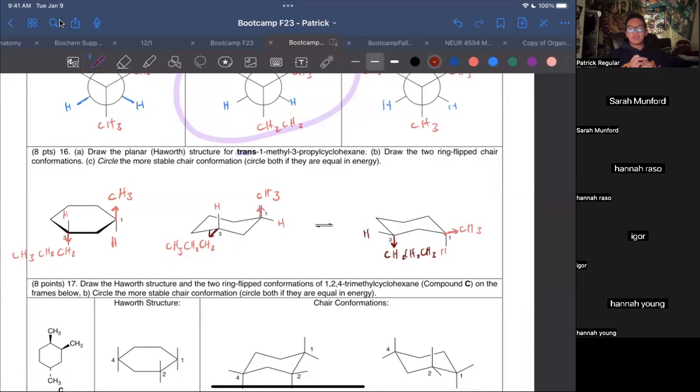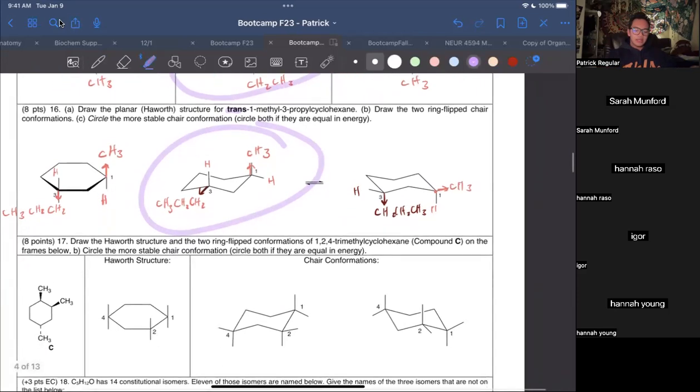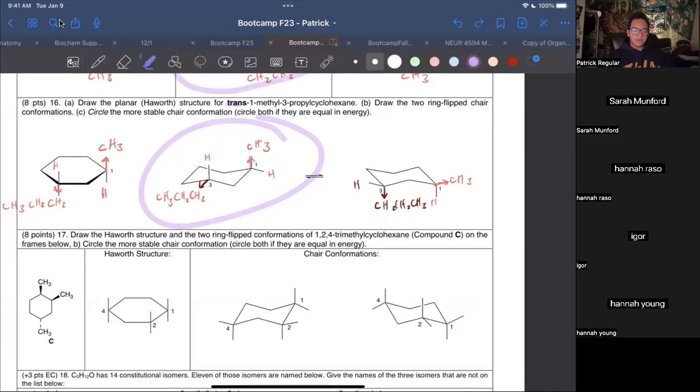You have two chair-flipped stereoisomers, chair conformation models. Which one is the most stable? Well, again, if you know you have 1,3-diaxial strain, whenever you have an axial alkyl group, that's pretty energetic. So you want the smallest alkyl group as axial, and you want the larger alkyl groups as equatorial. The larger they are, the more equatorial you want them. This one right here has your propyl group, the larger group, as equatorial. Here it's axial. You're going to have a lot of steric strain.